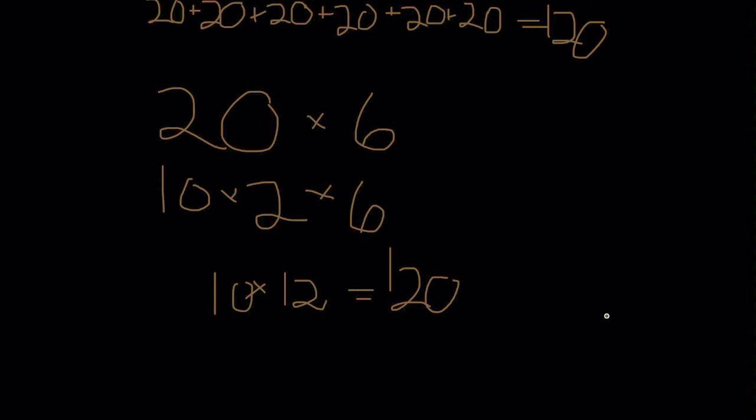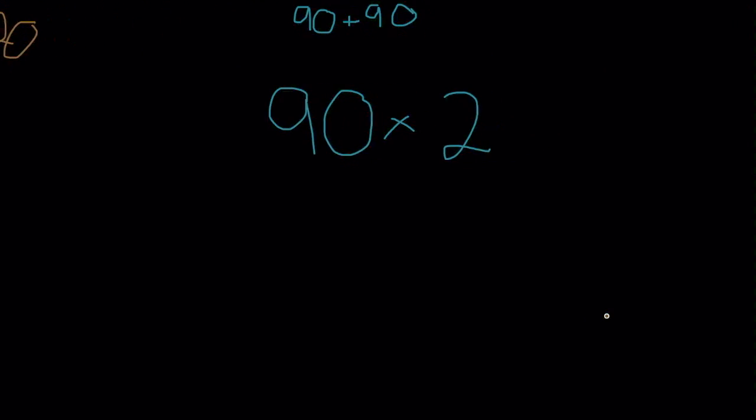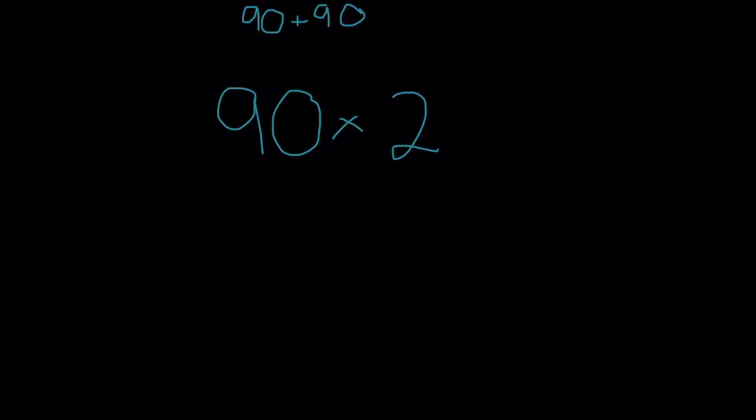I have a couple more here, so we're going to go ahead and do them really fast. So, right here, I have 90 times 2. 90 times 2 is also equal to 90 plus 90. That is equal to 180.